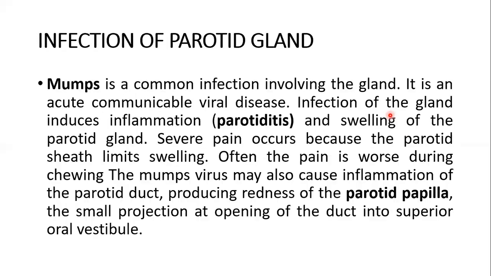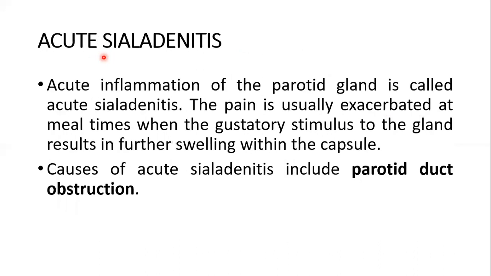So a few words about that. What is very important? Mumps. Everybody knows this is an infection of the parotid gland, viral, quite common, spreads through blood, and it's the inflammation of this gland, called parotiditis. And so another word is used, sialadenitis. This is the acute sialadenitis.